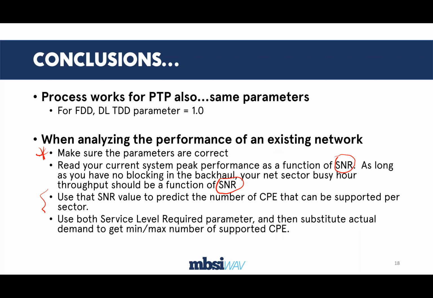And with the service level required parameter, then substitute the actual demand to get the minimum or maximum number of supported CPE. So when I know this one, then I can easily calculate this one, and I can easily tell if my network is being oversubscribed. Now, in some cases, like some of our Ubiquiti operators out there, they know that they can only get 5 or 6 or 10 or 20 CPE on a sector, and the performance starts to fall apart.